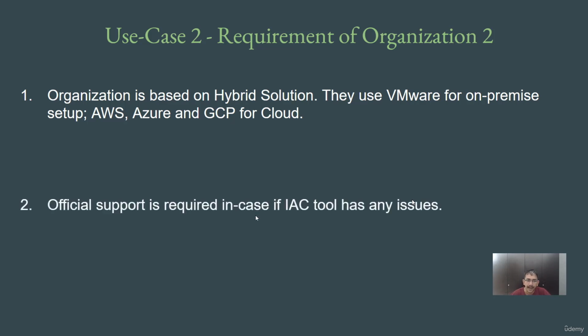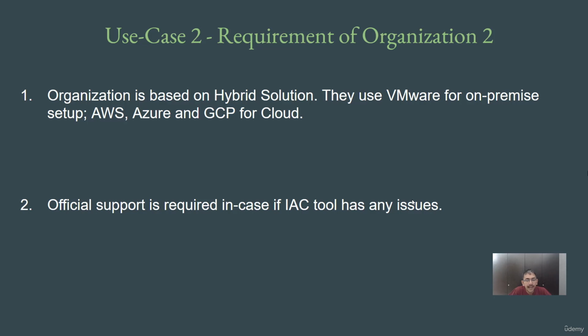The second requirement is that official support is required in case if a IAC tool runs into issue. So various IAC tool like it can be Ansible, it can be Terraform, etc. There can be bugs or there can be some issues where the tool is not working as per the documentation. So in such cases, where you will go? Will you go to the community to ask for support or official support is given by the IAC tool provider itself? Generally in larger organization, official support is something that they require. Now based on this requirement, is CloudFormation the better choice or is Terraform the better choice here? And the answer is Terraform.